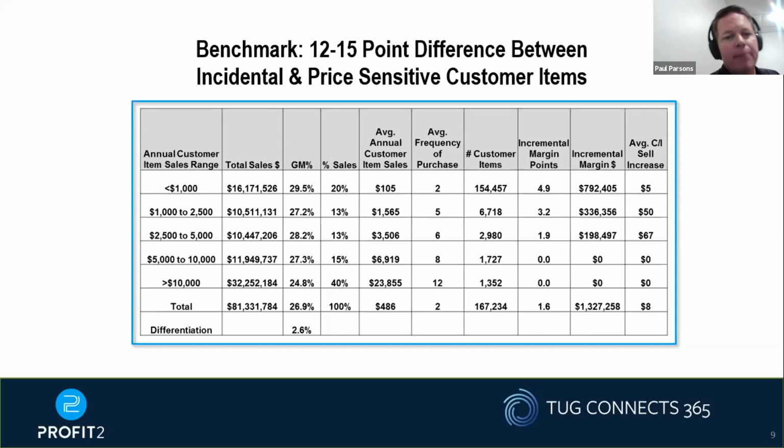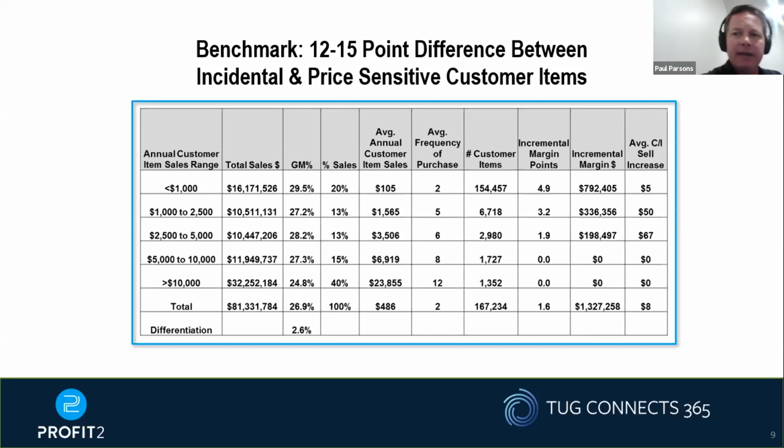Now, if you compare that to the very top row where the spend is $10,000 or more, notice that is 40% of sales, $32 million at a 24.8% gross margin. But check out the annual item spend in that category, almost $24,000, $23,855, and the frequency of purchase is 12 times a year. So it's 6 times more than that bottom category. And so what a stark difference between those two columns.